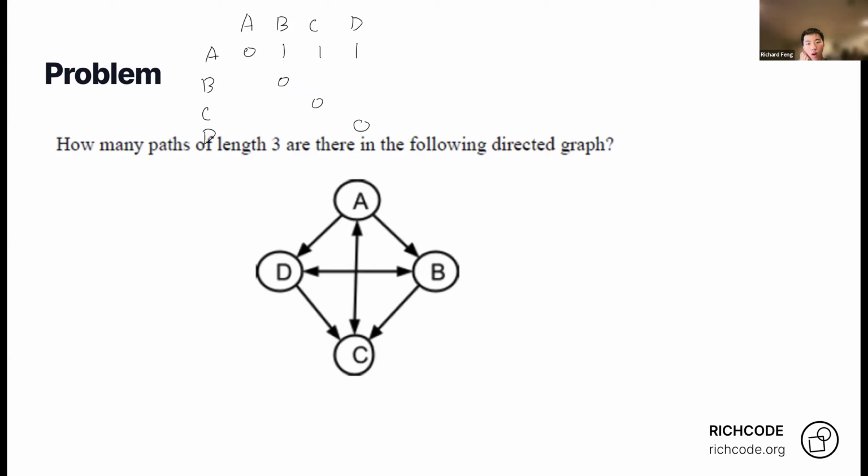There is no connection from B to A. It's only one way. From B to C, we do have a connection. From B to D, we also do. From C to A, we have a connection. From C to B, we do not, since this is one way. From C to D, we don't have a connection either since it's one way. From D to A, we don't have a connection, it's one way. From D to B, we do have a connection, and from D to C, we do as well. So this is the adjacency matrix.